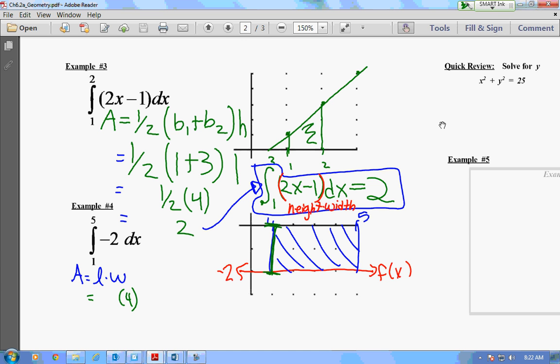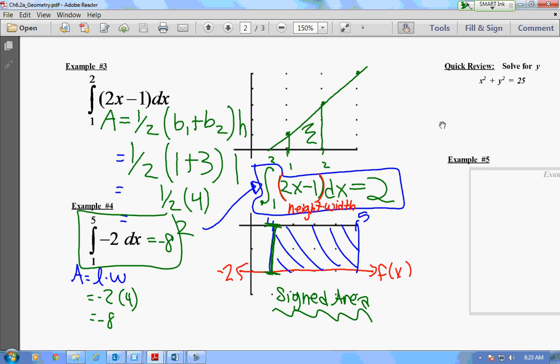Okay. Normally we'd say length can only be positive, but when we're doing integration, it's the signed area. So the length is -2. So we get -8. So that integral from 1 to 5 equals -8.